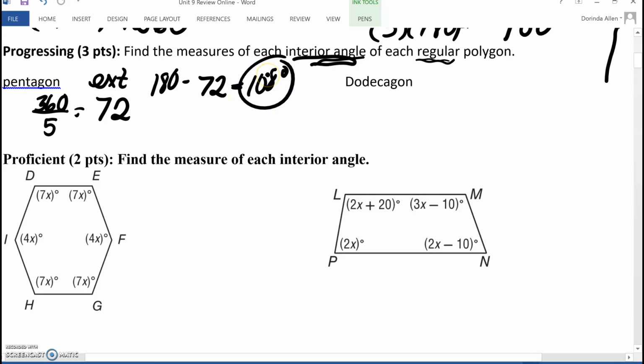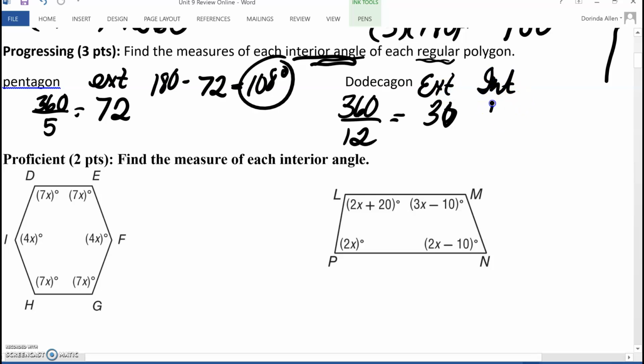So 108. Dodecagon is 12 sides, so same thing. Find the exterior angle first, 360 divided by 12, which gives me 30. And then my interior angle would be 180 minus 30, which would be 150. So your exterior angles are getting smaller as your sides go up, and your interior angles are getting bigger.